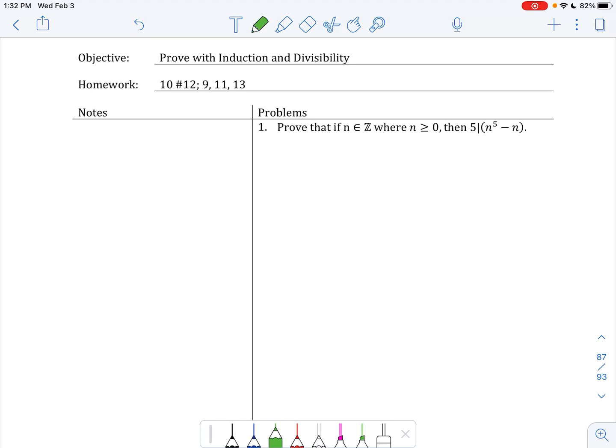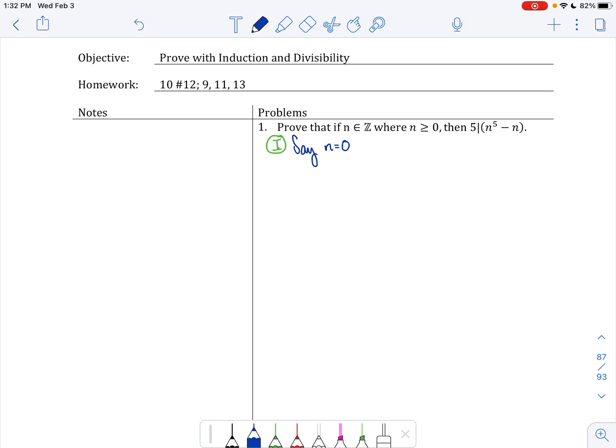I'm not going to relist out all the steps of induction, but I'll make sure that I'm labeling them next to the proof. So we're going to start with, in this case, our first step. Prove that if n is an integer, where n is greater than or equal to 0, then 5 divides n to the 5th minus n. We're going to start with our smallest number, which in this case is n equal to 0. That's our smallest one, and then we'll build consecutively because we're talking about integers, just like you would with natural numbers.